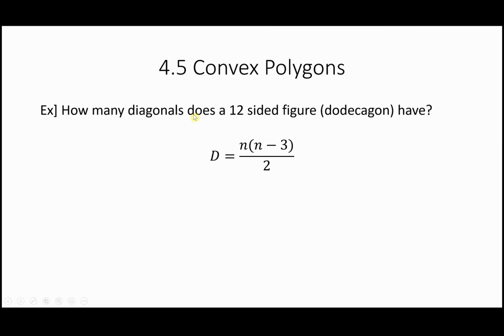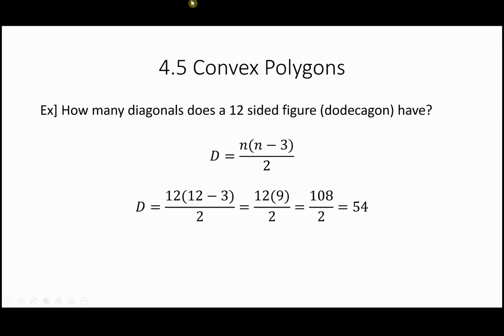So let's go ahead and reference the formula from theorem 4.5.1, not that we want to remember it that way. It's the theorem that allows you to calculate the number of diagonals for any n-sided polygon, and plug in 12 for n, simplify, simplify, simplify. You got 54 diagonals. Whew.